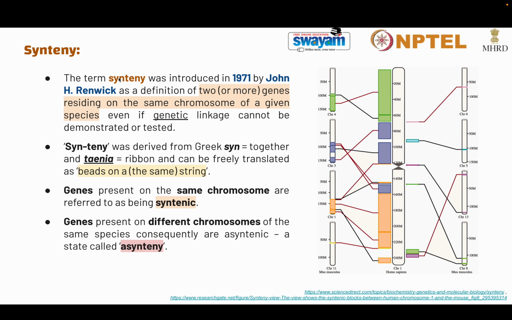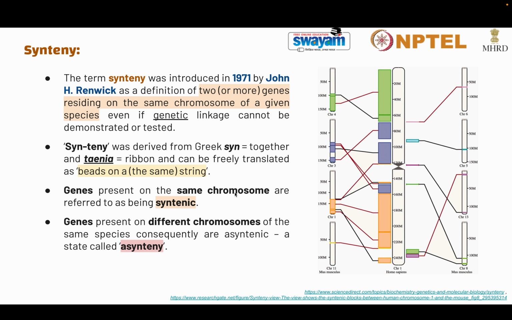Now, the term synteny was introduced in 1971 by the scientist named John H. Renwick, and he defined synteny as two genes residing on the same chromosome of a given species, even if genetic linkage cannot be demonstrated or tested. Synteny is derived from Greek words, syn, which means together, and tenia, which means ribbon, or can be freely translated as beads on a string.